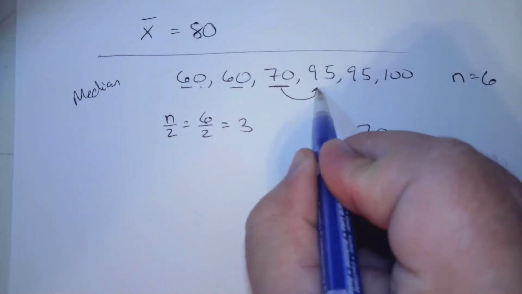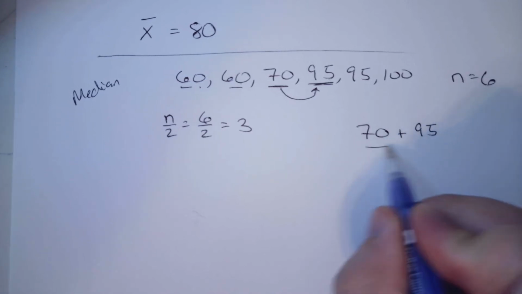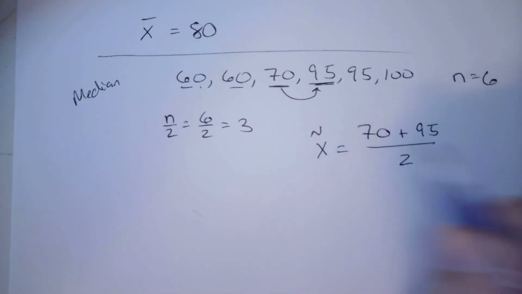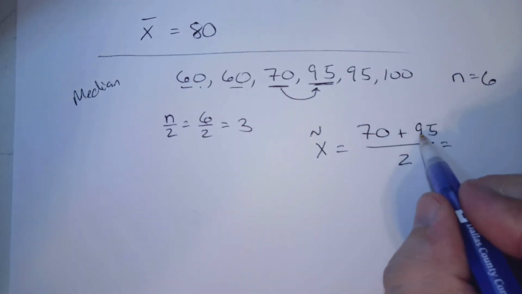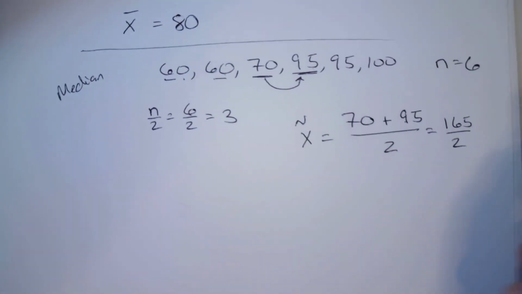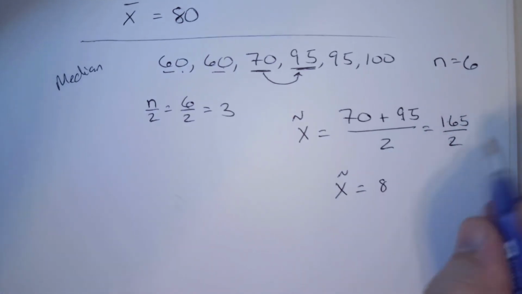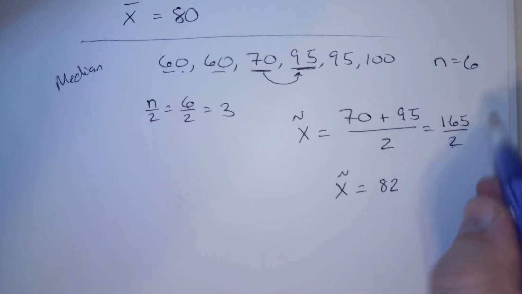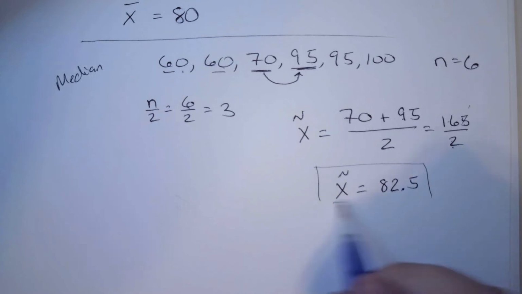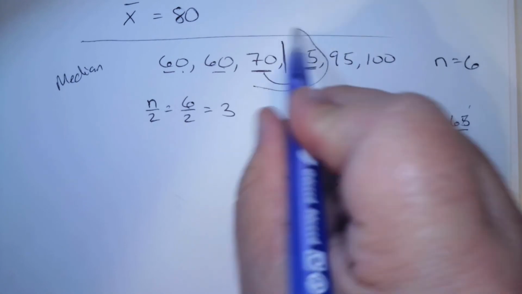Get the next one in the list, which is 95. Add them together, divide by 2. So 95 plus 70 is 165. Two goes into 16 8 times. 2 goes into 5 twice, with 1 left over. So the median is 82.5. It's the average of these two.